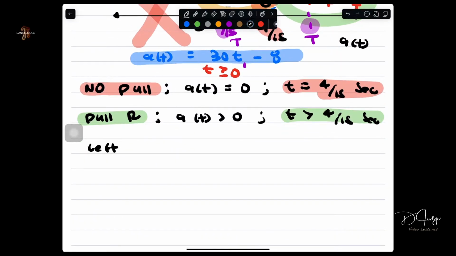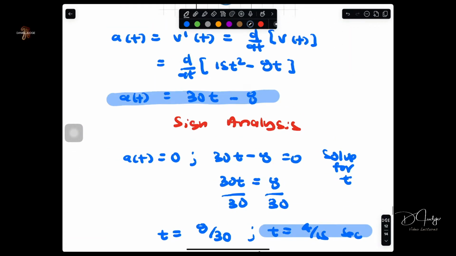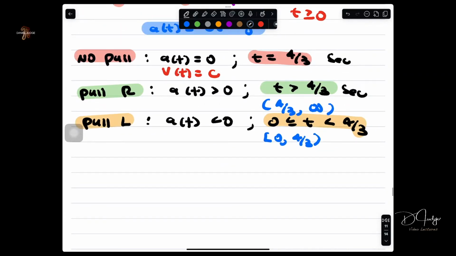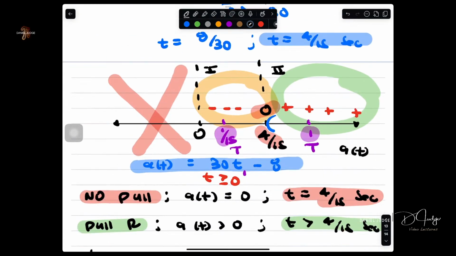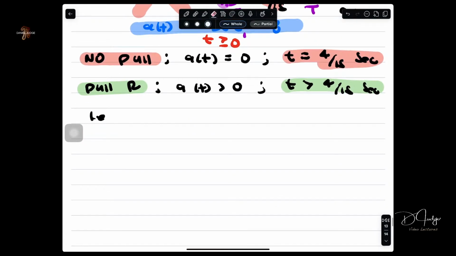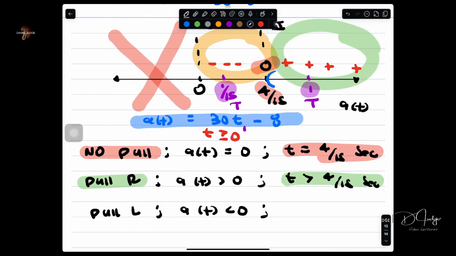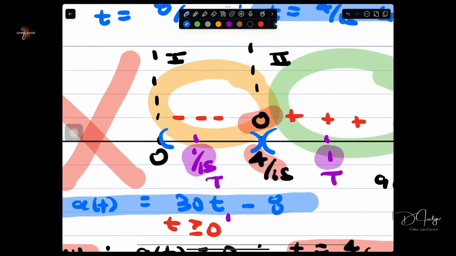You want a left pull. I guess, I don't know, how are we saying that? Left pull, pull to the right, which one? Pull to the left. Okay. I guess we want the word pull first, but it doesn't matter. The particle is being pulled to the left when your acceleration is negative. Acceleration is negative, ladies and gentlemen, right in this interval here between 0 and 4/15. That's because of our sign analysis.